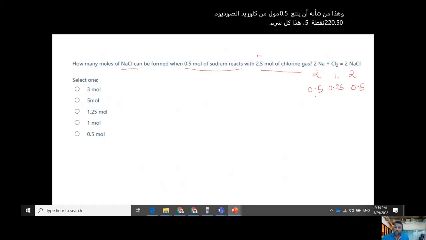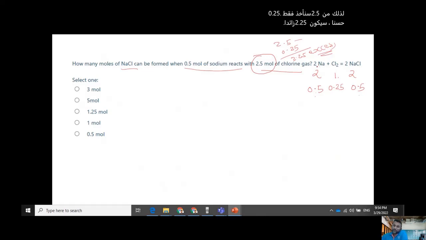But we have 2.5 moles of chlorine. We are taking only 0.25. The remaining will be excess. So from 2.5, we will just take only 0.25. Okay, 2.25 will be excess.